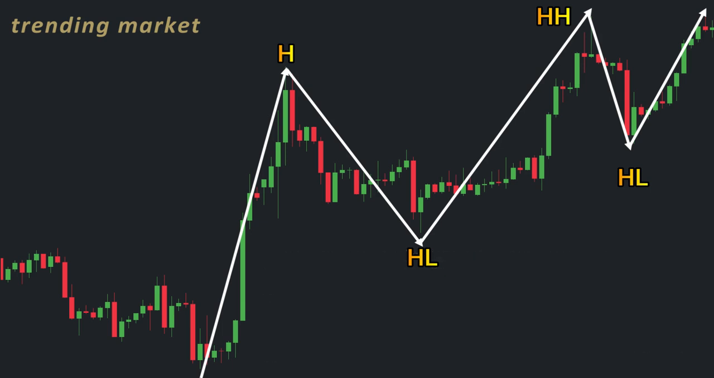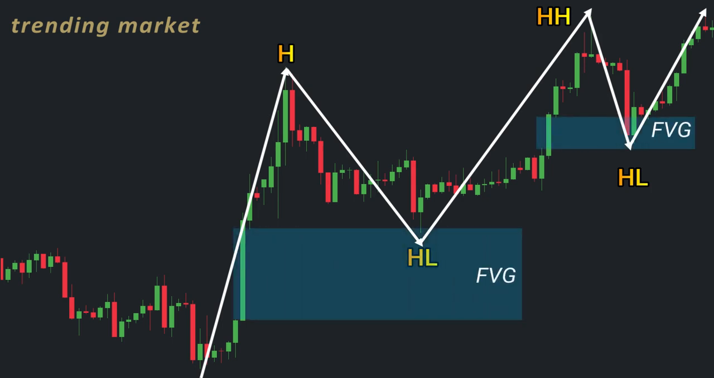As previously mentioned, in a trending market, a fair value gap is generally a more suitable area than an order block, until a pattern emerges that indicates the entry of institutional traders into the market.